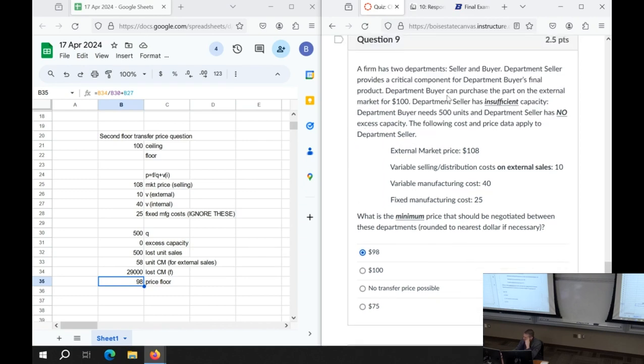Now, if this question instead had said the department seller has sufficient capacity to fill all 500 units that are demanded by department buyer, could we cut a corner and make this very simple for us? Do we have any lost contribution margin? Right, so F is 0. The floor price is just going to be the variable manufacturing cost in that case. In that one case, you just say, oh no, floor, just variable costs. The internal variable costs here. It would be 40.